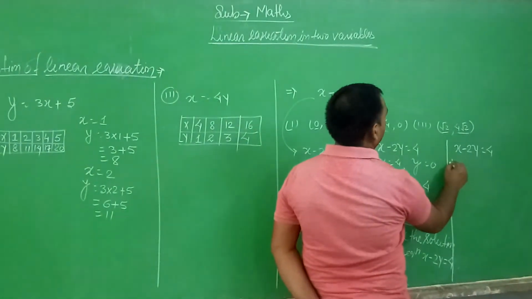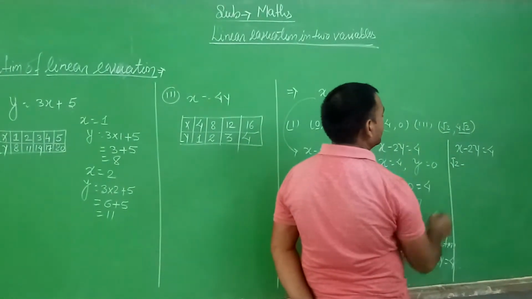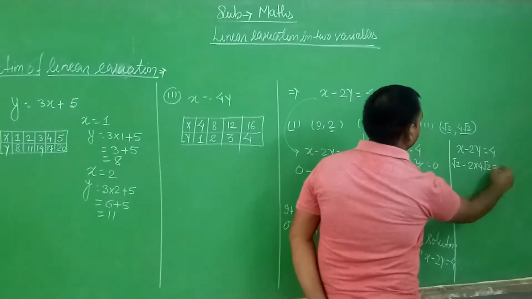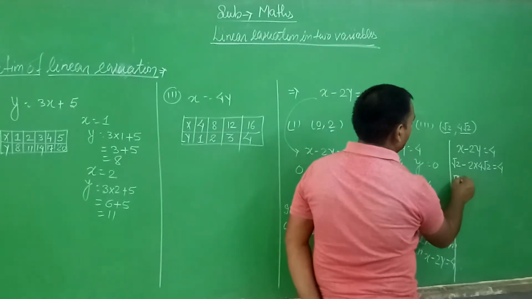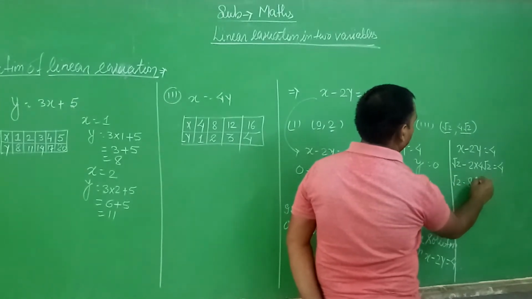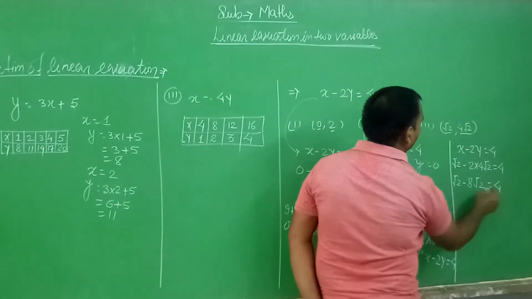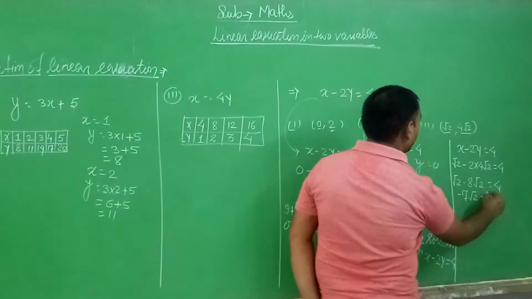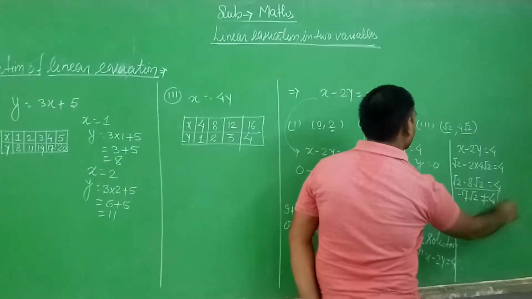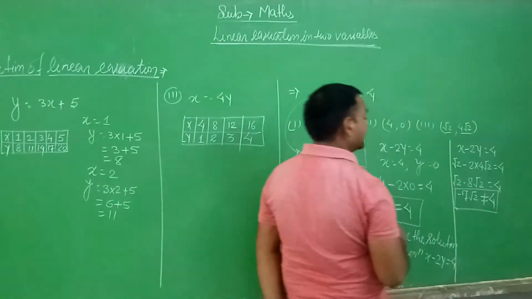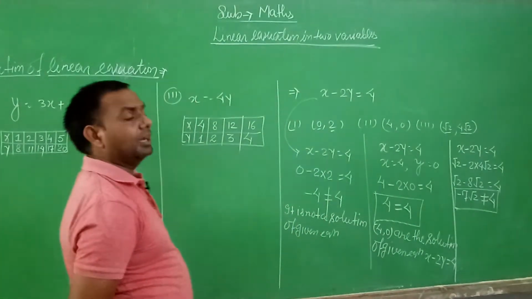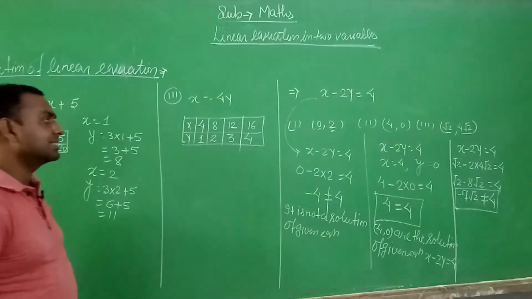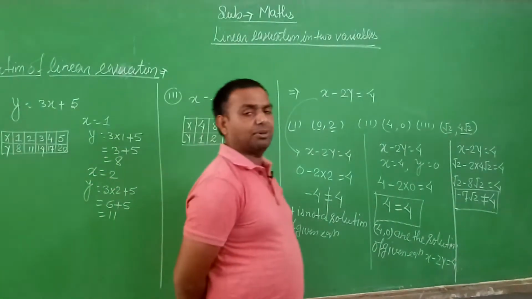So root 2 minus 2 into 4 root 2 should be equal to 4. Root 2 minus 8 root 2 is minus 7 root 2, which does not equal 4. So you can say that root 2 and 4 root 2 is not a solution of the given equation x minus 2y is equal to 4.